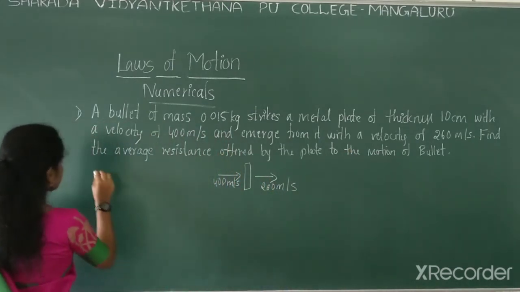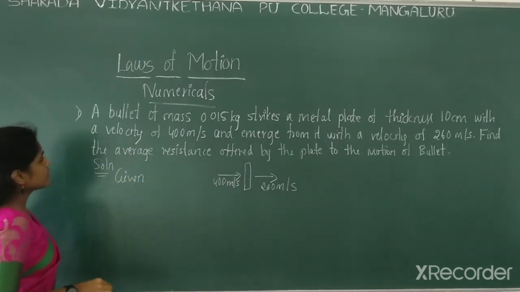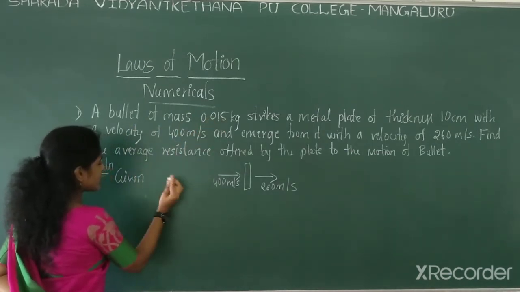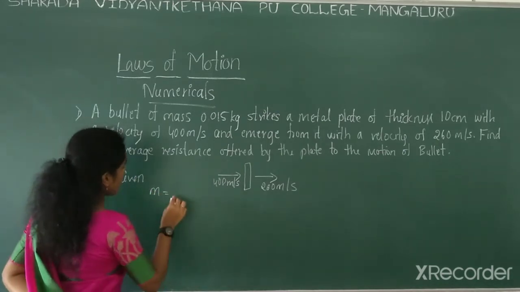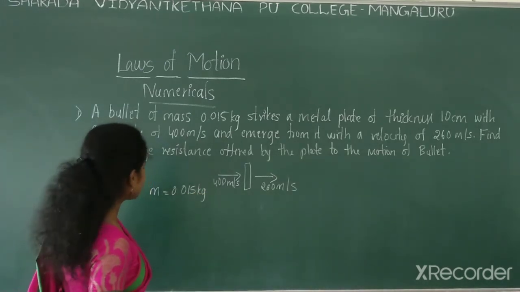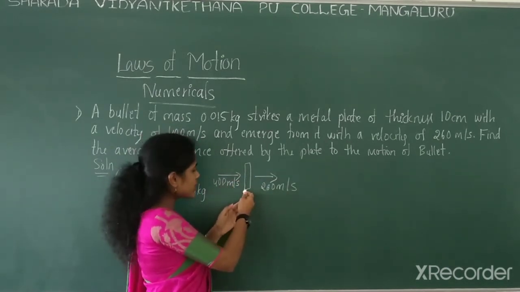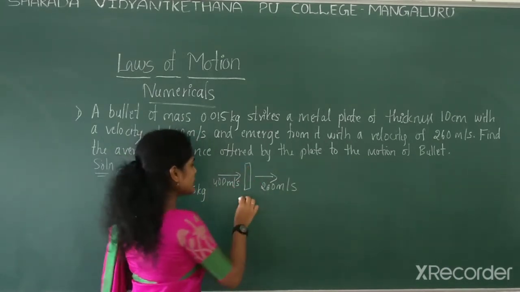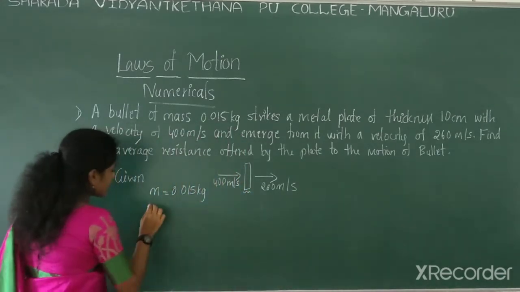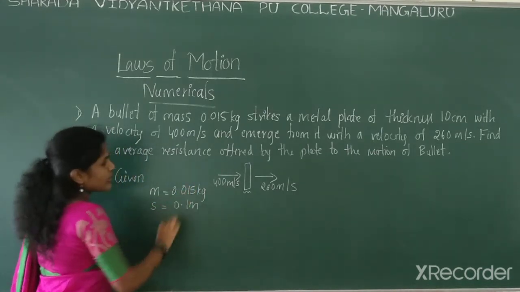First we will write the given values. What is the mass of the bullet? Mass m is 0.015 kg. Thickness is given, that is 10 cm. So it is the displacement, the thickness of the metal plate. That is the displacement, so here we can take S or X equal to 10 cm, or in meter, I will write 0.1 meter.